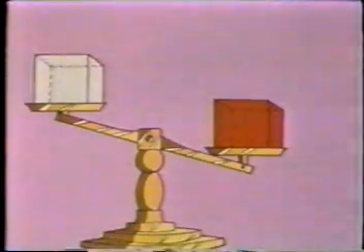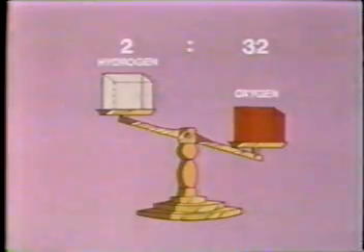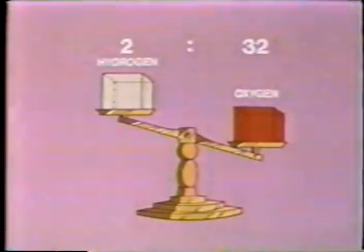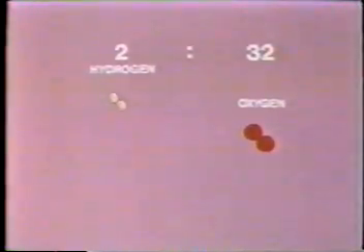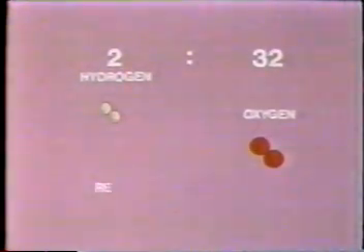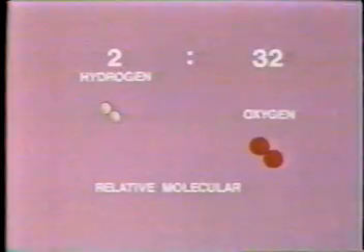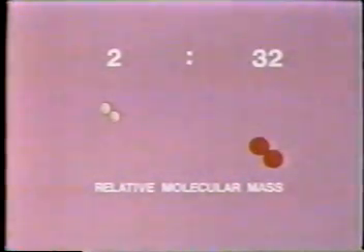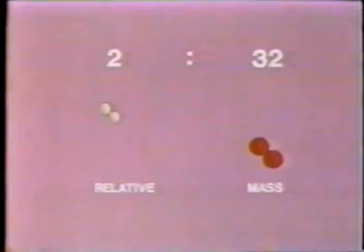This allows us to compare the mass of gas volumes and so compare the mass of single molecules. That is relative molecular mass. Now, is there a way of taking relative molecular mass and finding relative atomic mass?